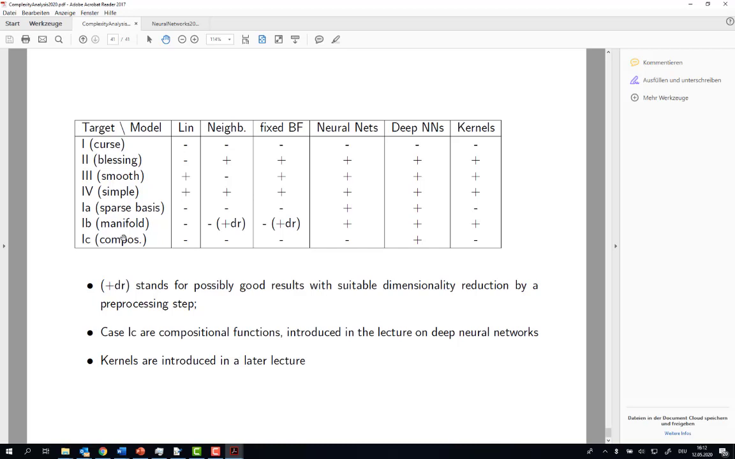And the last one, which we'll discuss next time when we discuss deep learning, is the composable class of target functions. Okay, I just wanted to also review this because I think it's important to understand neural networks and deep learning.